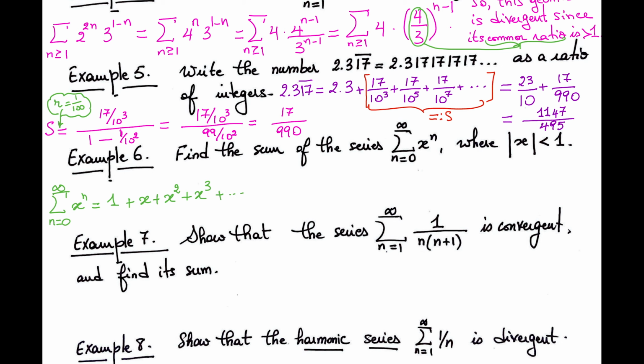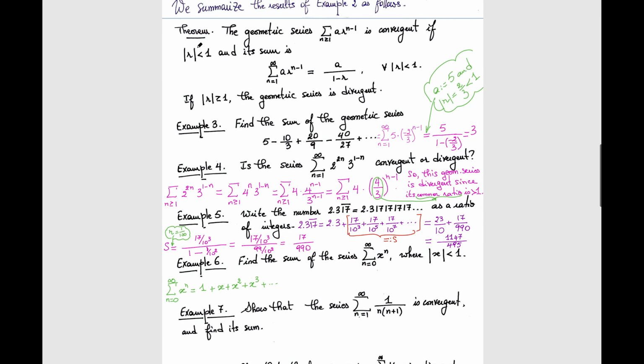Correct? All right. And this is clearly a geometric series, and the common ratio is x, because from one term to the next, I'm multiplying by x. And what do you know about x here? You know that the modulus of x is less than 1. And if the common ratio in absolute value is less than 1, the geometric series is going to converge to this thing. Correct?